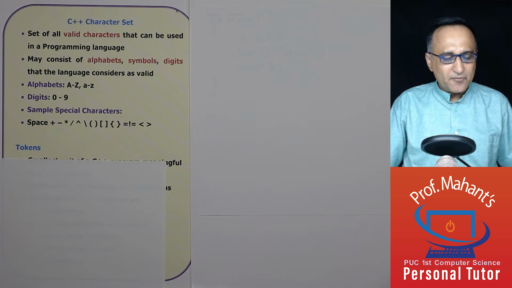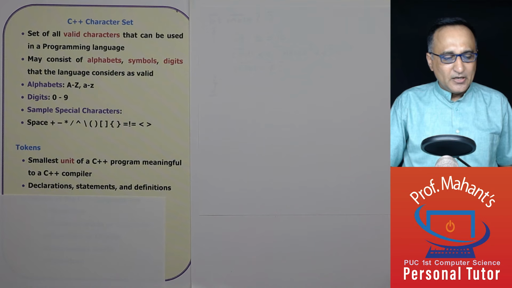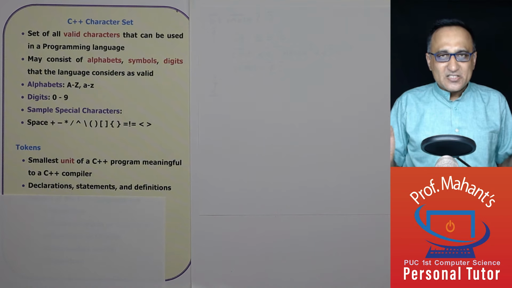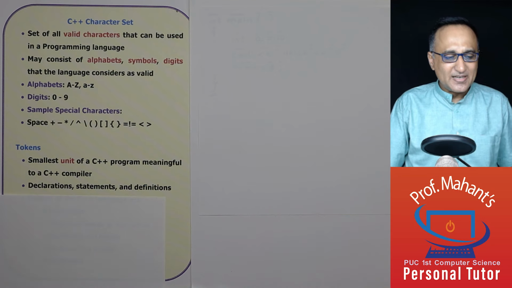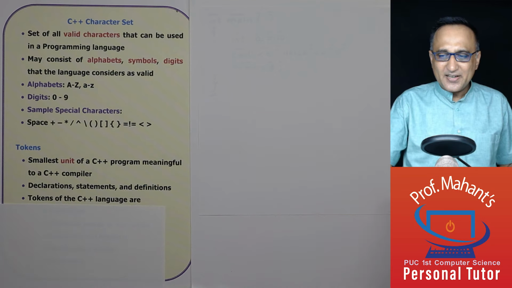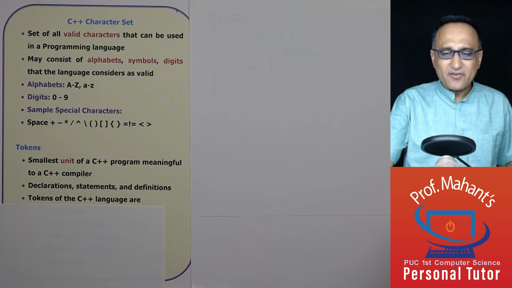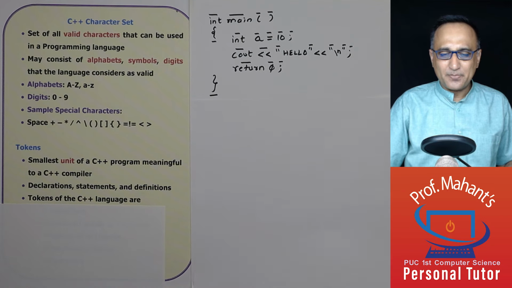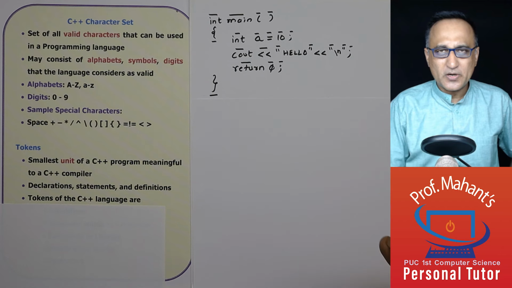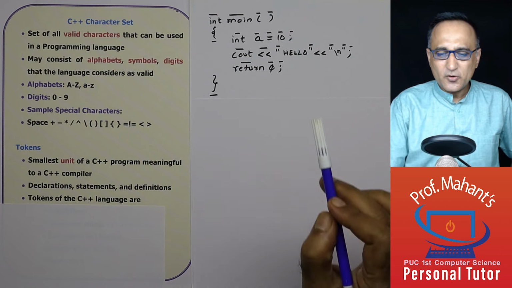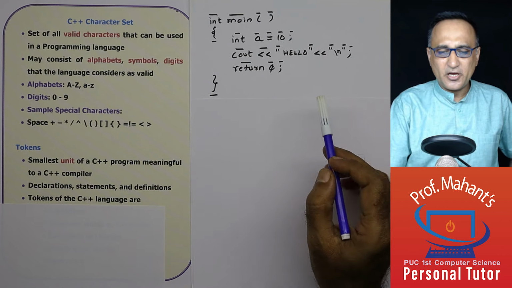Now you will very frequently hear a word called a token. Token is the smallest unit or part of a C++ program which makes complete sense to a C++ compiler. So let's try to understand tokens using a very small and simple example. I have written a small program. Don't worry what the program is doing, that is meaningless. It just prints the message hello.